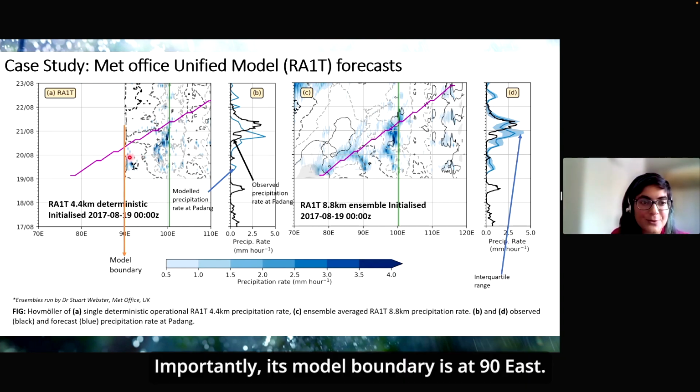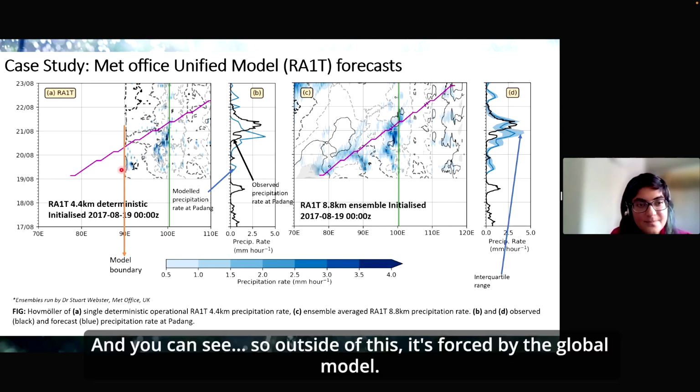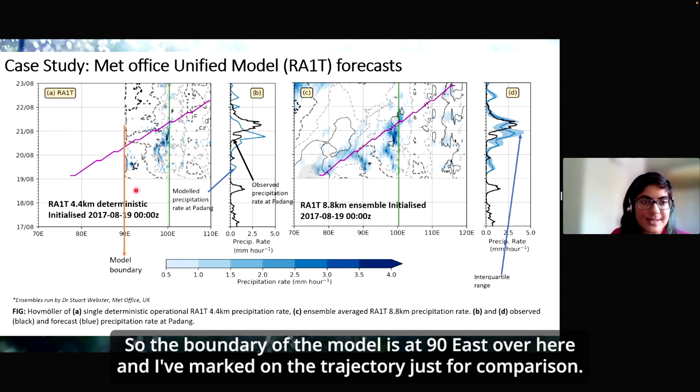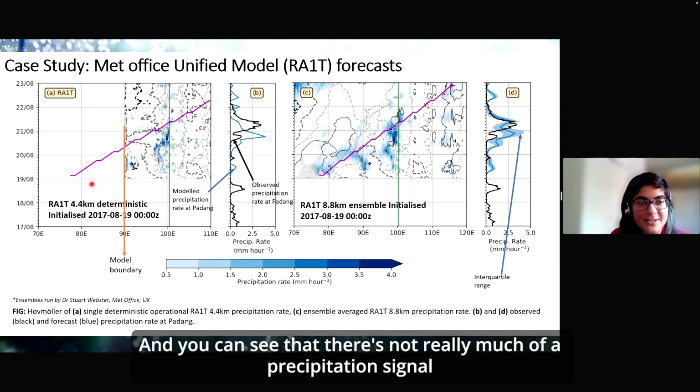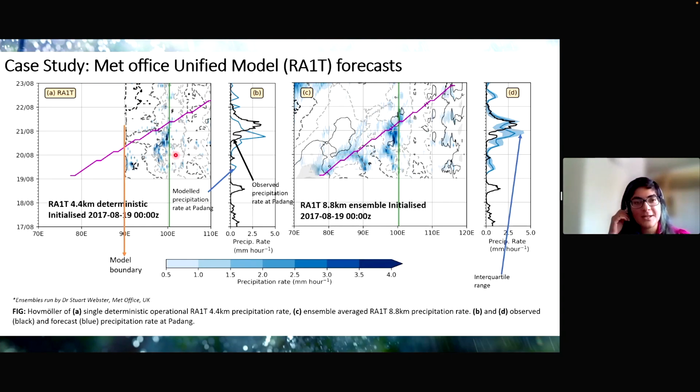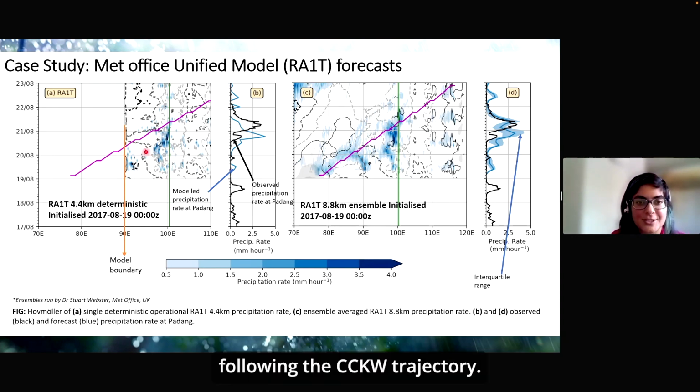Importantly, its model boundary is at 90 east. Outside of this, it's forced by the global model. So the boundary of the model is at 90 east over here, and I've marked on the trajectory just for comparison. And you can see that there's not really much of a precipitation signal following the CCKW trajectory.